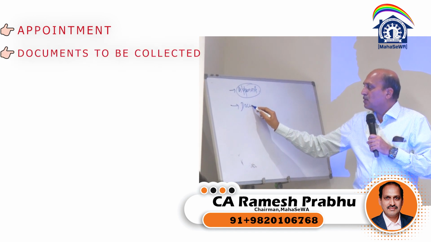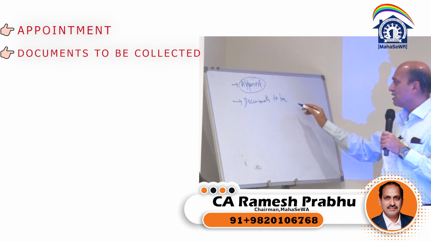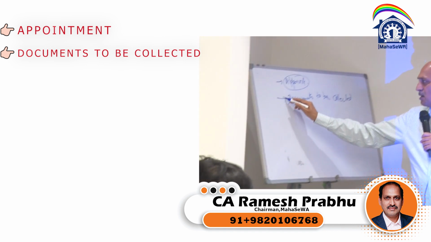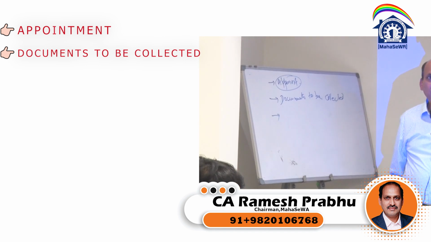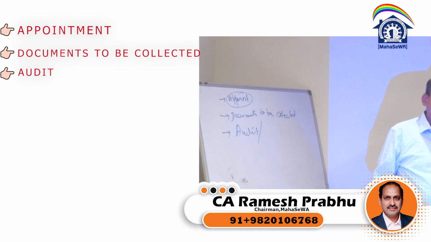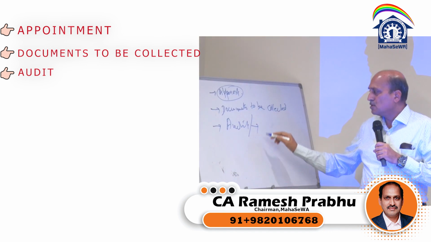That means documents to be collected from the society. Now what are the documents to be collected? That could be the second step. Once the documents are collected, then the audit starts. Audit means nothing but the examination of the books of accounts and records maintained by the society.